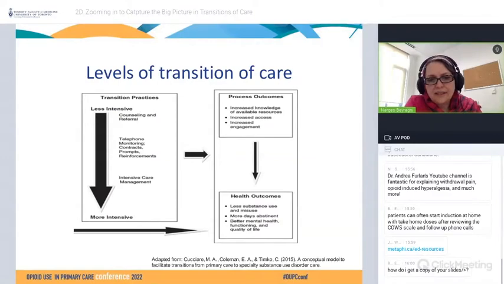This is a study that has tried to conceptualize transition of care in substance use disorder. As you can see here, transition of care could be from less intensive to more intensive. An example of less intensive would be just counseling and providing information. Going back to different elements of care transition, think about information. For example, when you are passing information to another care provider, you can just write a note and fax it.